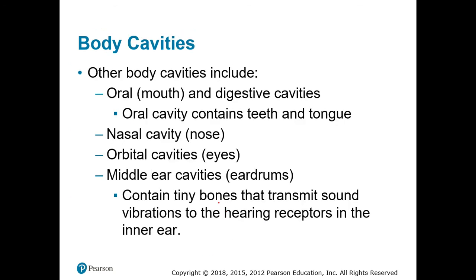Now, there are a few other body cavities that our body has that weren't necessarily talked about yet. These other things are our oral cavity, which is our mouth. It contains our teeth and tongue. We have our digestive cavities. Our nasal cavity, which is our nose. Our orbital cavities house our eyes. And then even our middle ear cavities, these hold our eardrums, and we can find tiny bones that transmit sound in them, and that's actually where our smallest bone is located, in our ear.